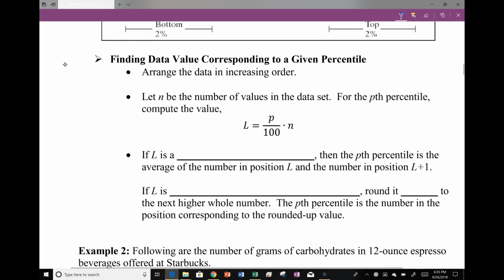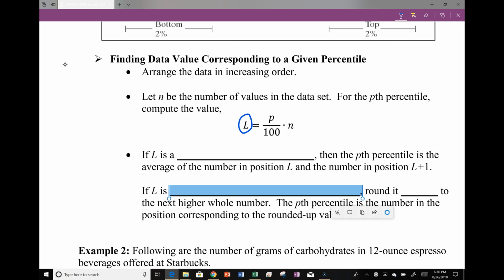So what we want to do when we're finding the data value corresponding to a given percentile, meaning I give you a percentile and I want you to figure out which data value goes with that, the first thing we need to do is arrange the data in increasing order, from smallest to largest. Then we're going to compute a value called L. L is just the location of that data value. It is not actually the data value. It's not the number that we're looking for. We're just going to calculate L.